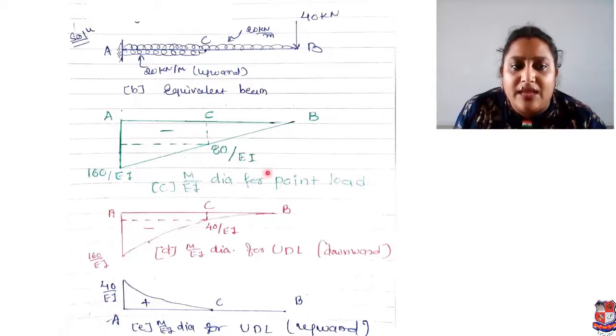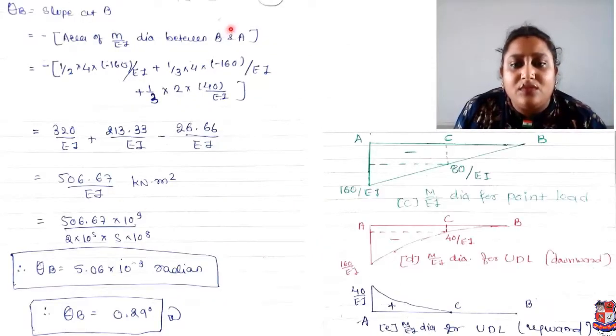So in that slide, for the point load we plotted the M upon EI diagram. For the downward UDL we plotted the M upon EI diagram by putting the values from the moment calculation, and for the upward diagram we have taken values of moment to draw the M upon EI diagram for UDL upward. Then what we have to do, we have to find theta B.